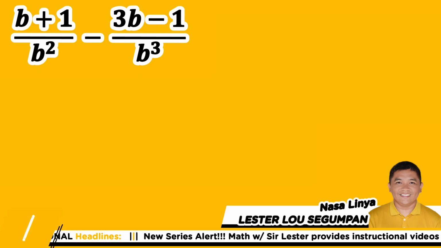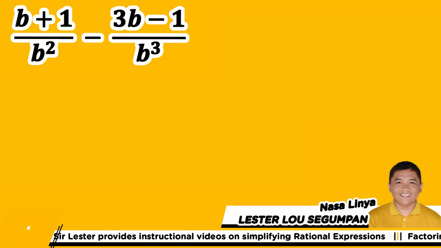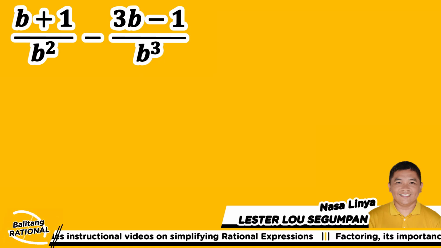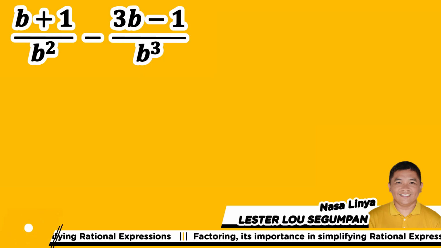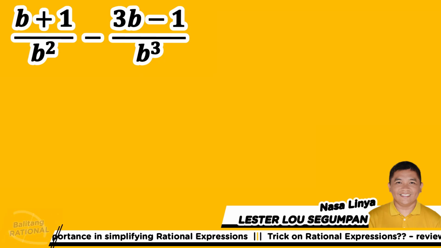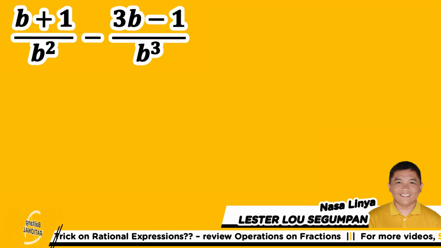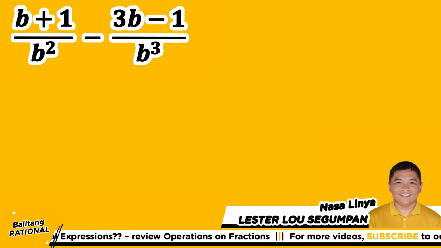Halina't makinig sa pagsimplify ng isang subtraction operation between two rational expressions here. Meron po tayong b plus 1 all over b squared. And then we are going to subtract 3b minus 1 all over b cubed to the first rational expression. Take note po, rational expressions are also considered somewhat like fractions. And we need to understand that yung processes po ng ating subtraction of fractions are also applicable here, or the concepts are also applicable here po.